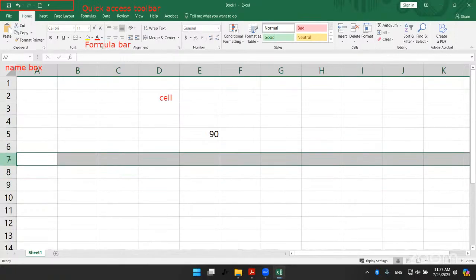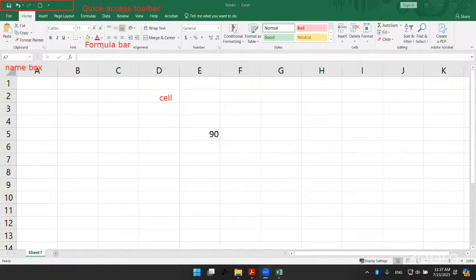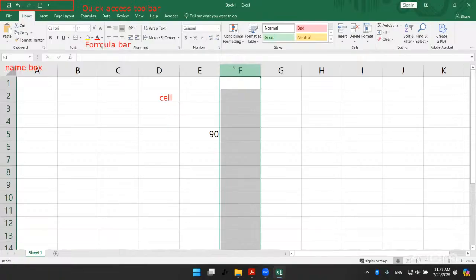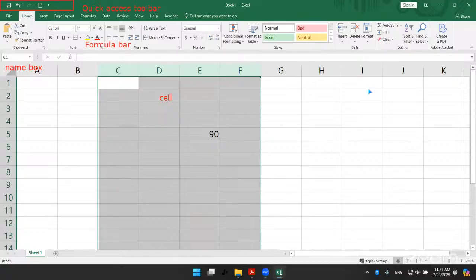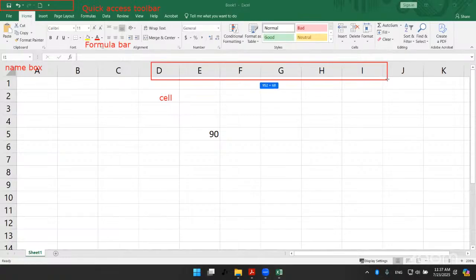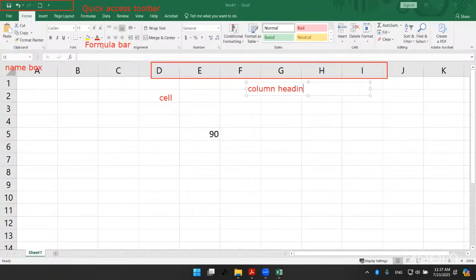Rows are named by the numbers. Columns are named by the English letters. For these things, we call them column headings. And for these things, we call them row headings. These are the row headings. These are the column headings.